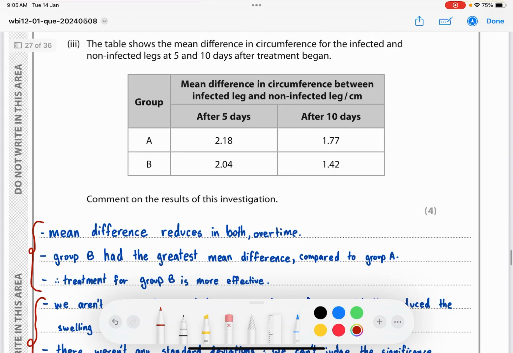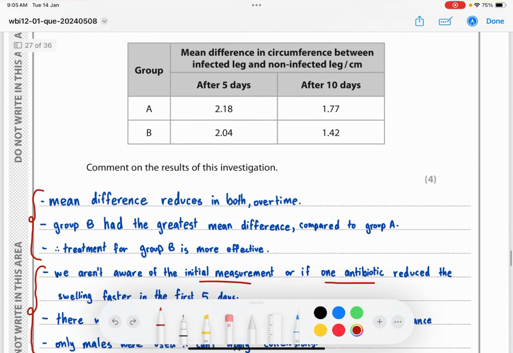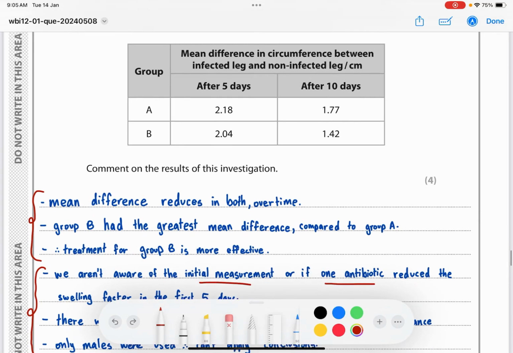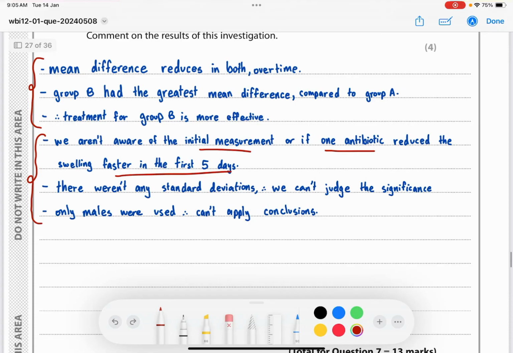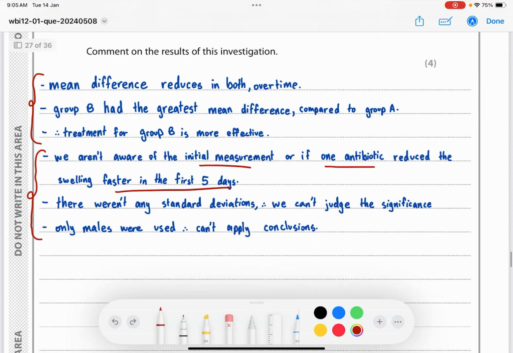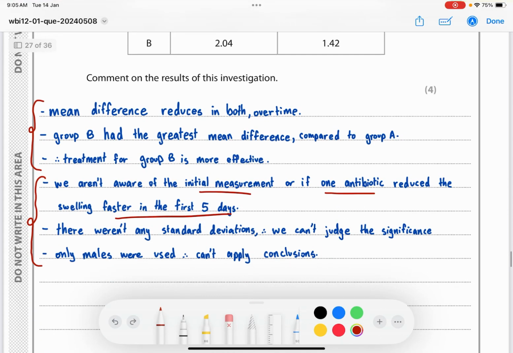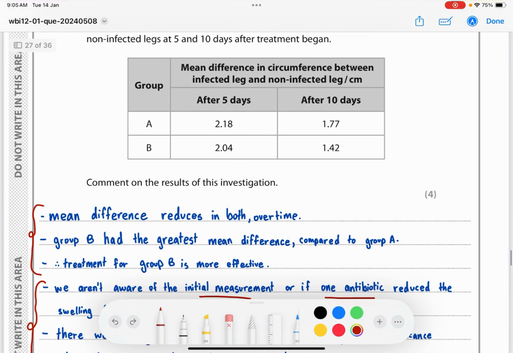But we directly just started measuring after 5 days, after 10 days. There was no initial recording. And there was no mention of which antibiotic was used, if it was just one or both of them. None of that was mentioned. And there weren't any standard deviations, therefore we can't judge the significance. And only males were used, therefore we cannot apply these conclusions to females.